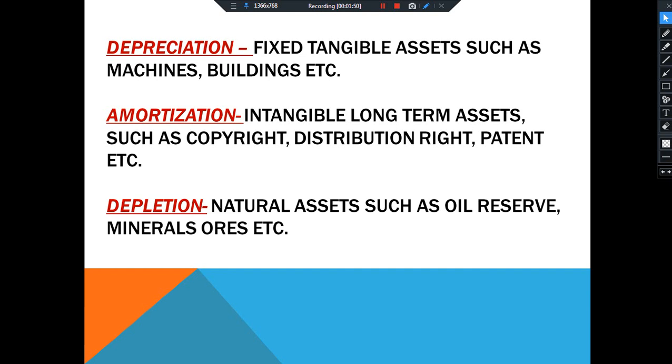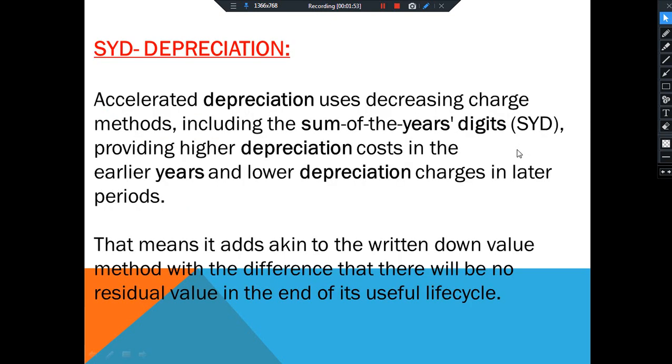Now coming to our actual discussion, which is the SYD depreciation. SYD means sum of the years digits. What is specific about SYD depreciation? It is an accelerated depreciation. Initially, it gives you a higher depreciation cost in the earlier years. Later on, lower depreciation, and by the end of its useful life, there will be no salvage value or residual value left. So this is the concept of SYD depreciation.